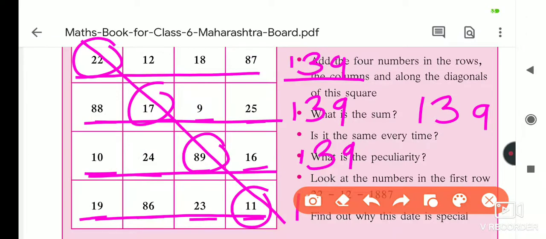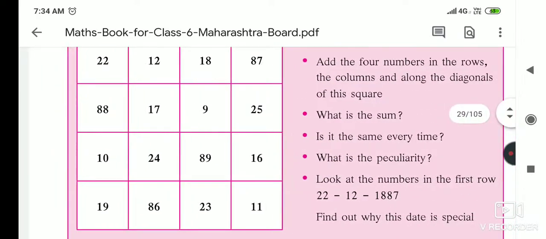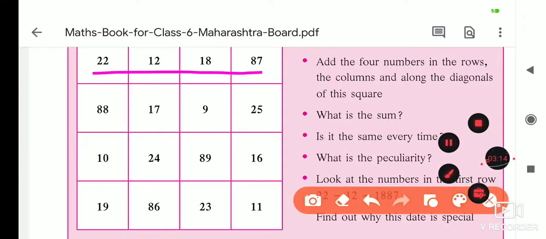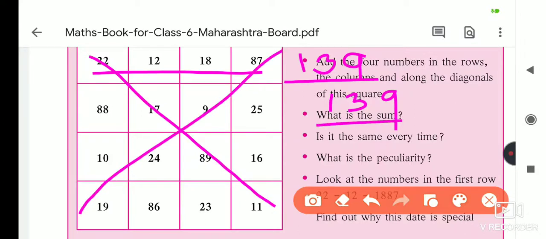19. So here you will notice what we had done: the horizontal rows sum is how much? 139. Sum of rows is equal to 139. The sum of the diagonal, we saw, is also 139. Now we will do the sum of 87, 9, 24 and 19. If you do the sum of this, you will get the sum 139.